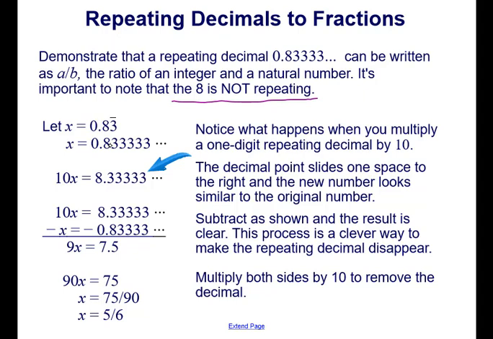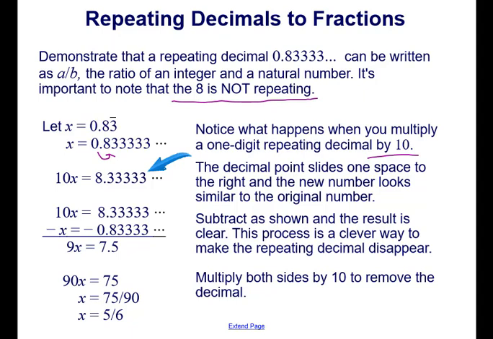The 8 is not. So now, let's notice what happens when we multiply that one-digit repeating decimal by 10. And let's choose 10 because only one digit is repeating, so that means it would be 10 to the first. That gives us 10x equals 8.33333. So the decimal point slides one space to the right, and the new number looks very similar to the original number, right? We had 0.83333, now we have 8.33333. So we still have that same 0.33333.